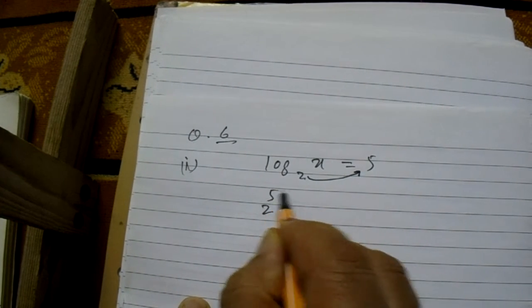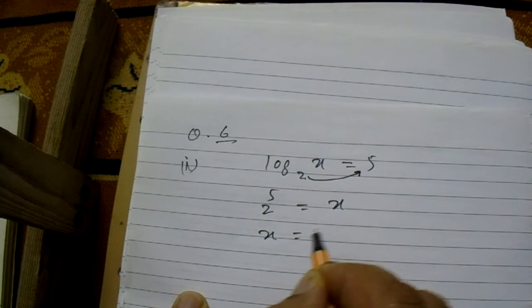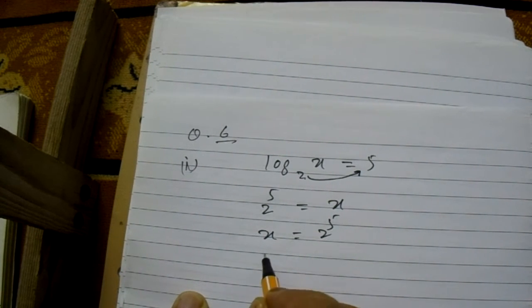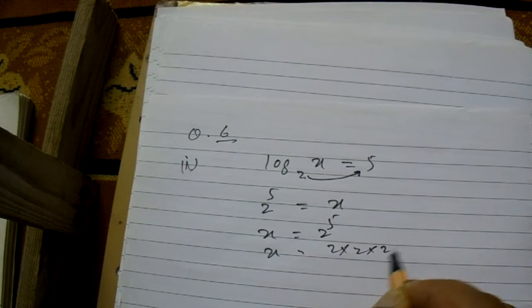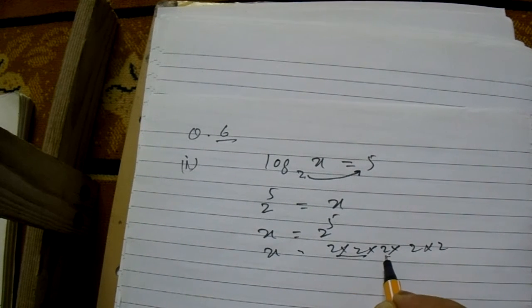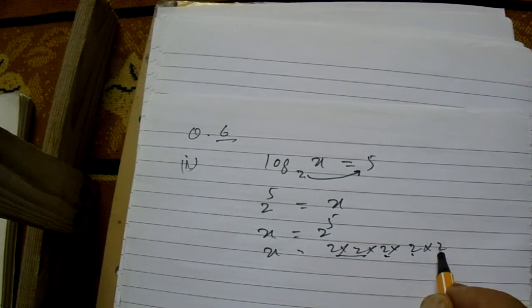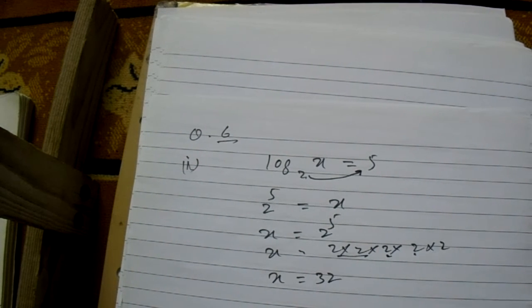2 power 5 is equal to x. Now x is equal to 2 power 5. It means 2 is multiplying by itself 5 times. 2 multiply 2 multiply 2 multiply 2 multiply 2. 2 2s are 4, 4 2s are 8, 8 2s are 16, 16 2s are 32. Now x is equal to 32. Now this is your answer.